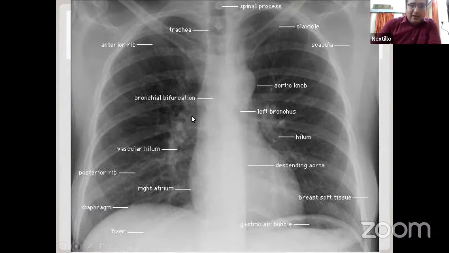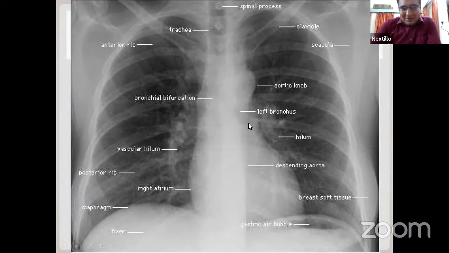Now look at this part. What is this? This is the heart shadow. Which part of the heart? This is aortic knob. Jaideep has asked this question, what is the aortic knob? In the third slide, you will get your answer by yourself. And comment that you got your answer. Otherwise, I will ask you again.